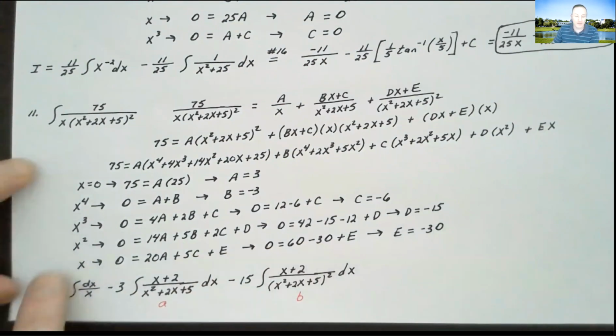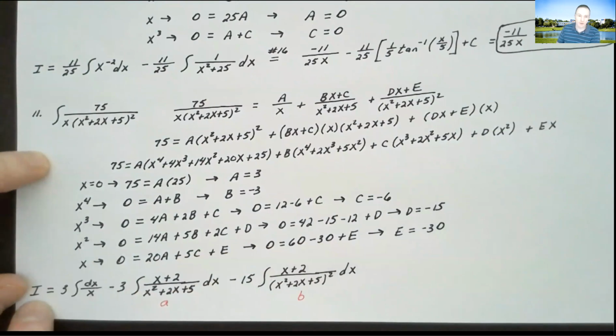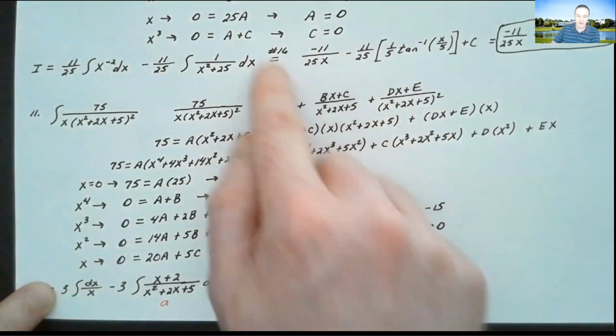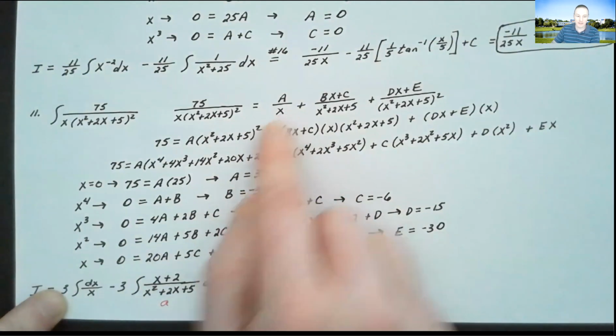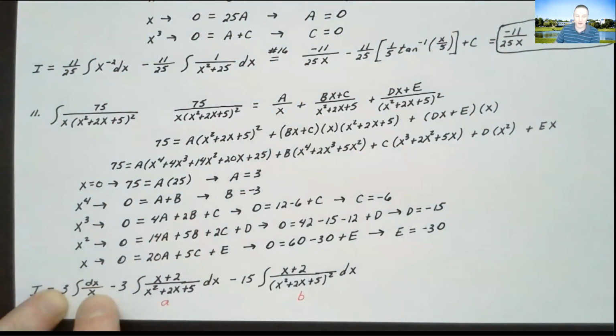I want to rewrite my integral. And then there's still so much work to do even after this. This is just the algebraic setup. So the original integral is equal to, the integral of A over x becomes 3 times the integral of 1 over x dx. I know that one's easy. It's just 3 natural log the absolute value of x. Ding, ding, done.